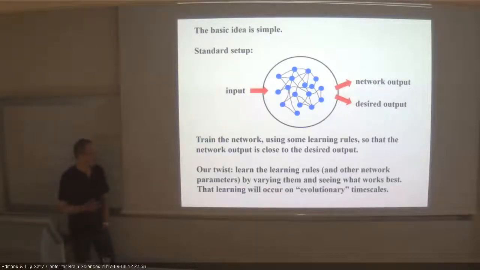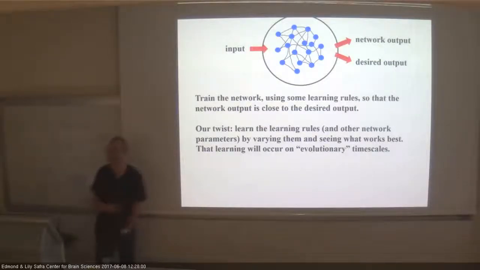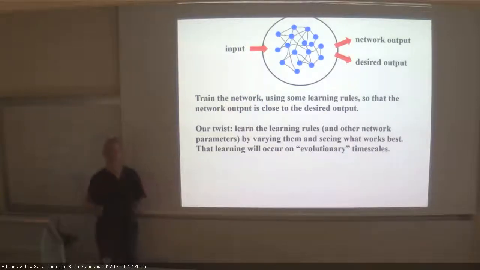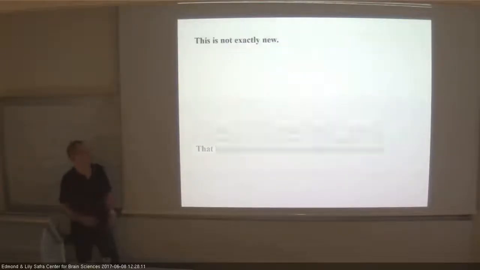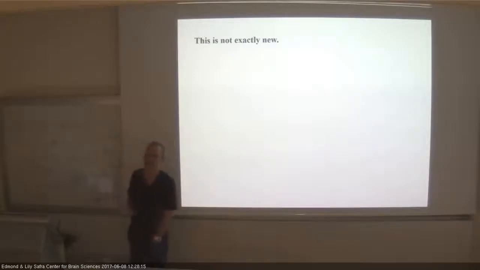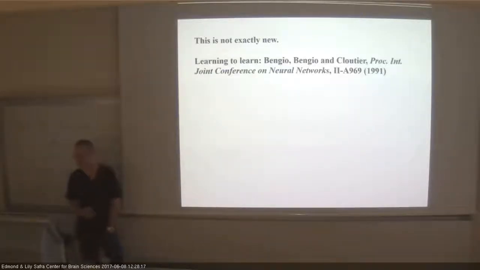The slight added twist here, I'm going to lift this up for those of you in the back, is that we're not going to start off with deriving learning rules. We're going to learn the learning rules from scratch, along with other network parameters, and learning is going to occur on evolutionary timescales. It's hardly a new idea. These sorts of genetic algorithms, evolutionary timescales, have been around for a while, in fact even applied to the brain.